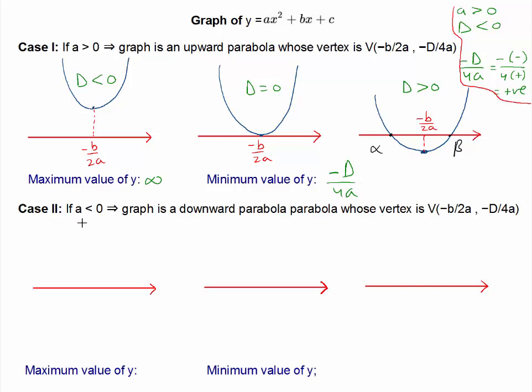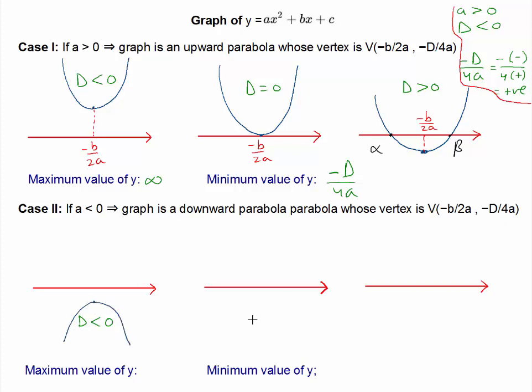Now let's see the second case. If a is less than 0, then the graph is a downward parabola whose vertex is still V, minus b by 2a and minus D by 4a. Now again, let's take three scenarios. When you have D less than 0, in that case the y-coordinate of the vertex will come out to be negative, and since it is a downward parabola, it will be of this shape.